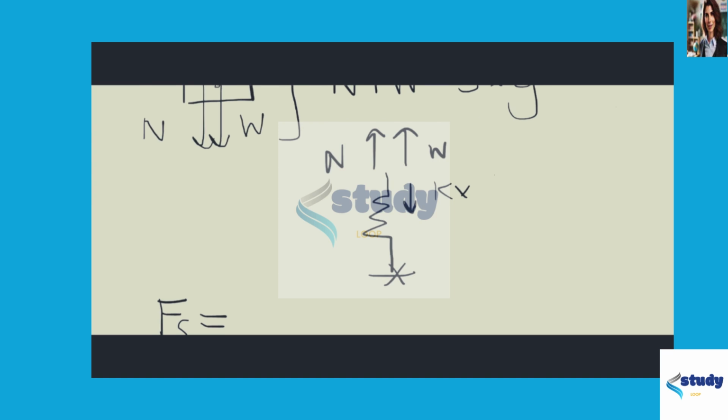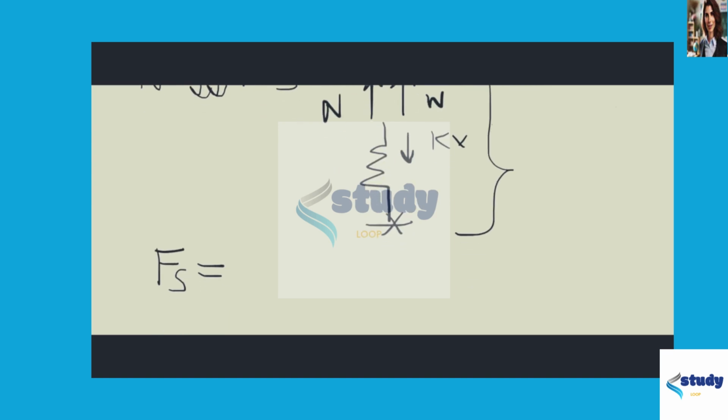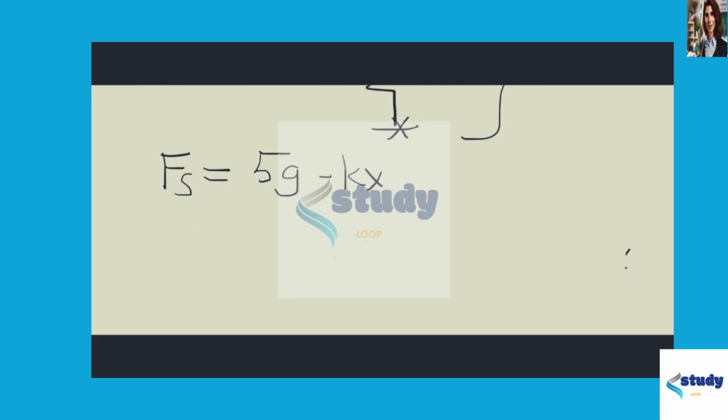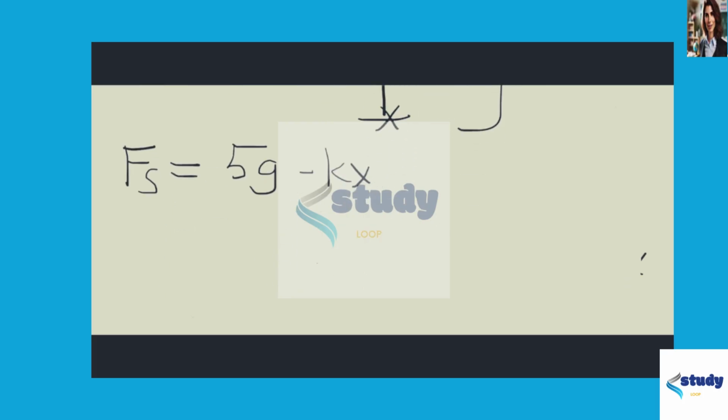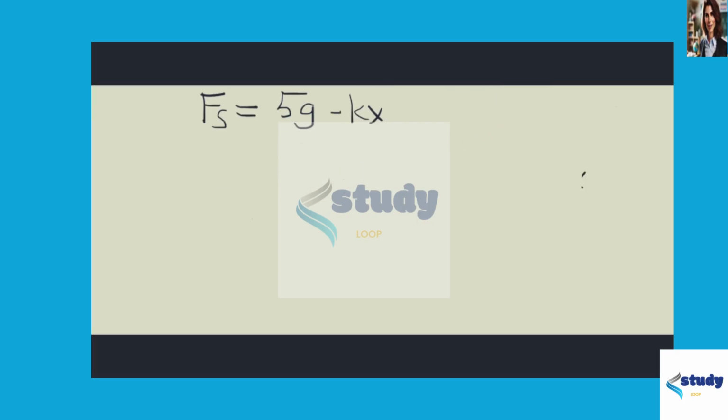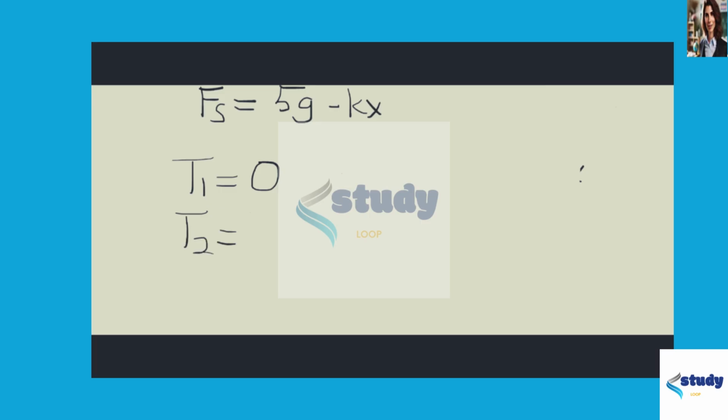And given this free body diagram, we can write this as Fs equals 5g, remember that is the sum of N plus W, minus Kx. So now we're going to use the idea of work and kinetic energy to solve for velocities. We know that the kinetic energy in the beginning is 0 because everything is at rest. And the kinetic energy of our block is simply 1/2 mv squared.